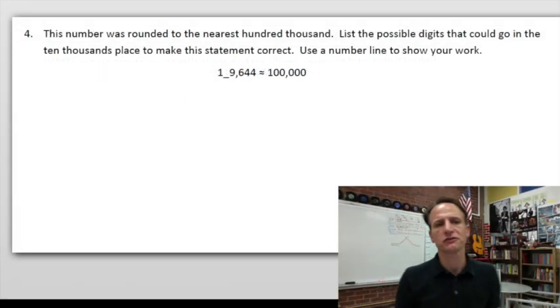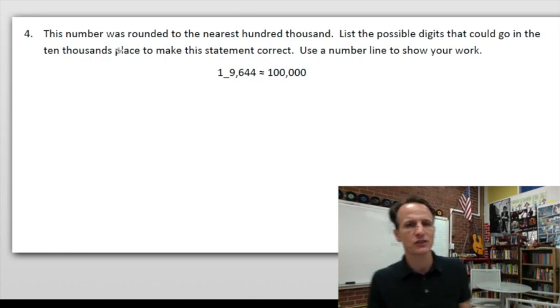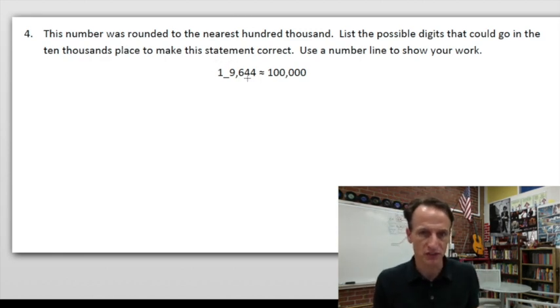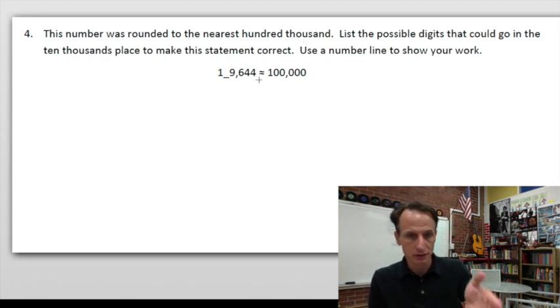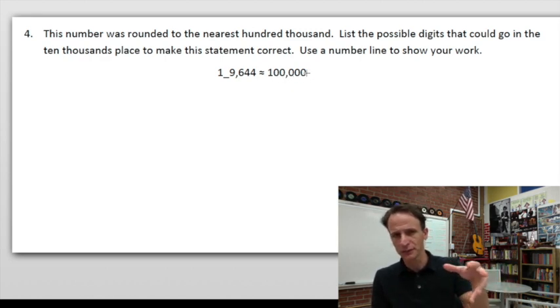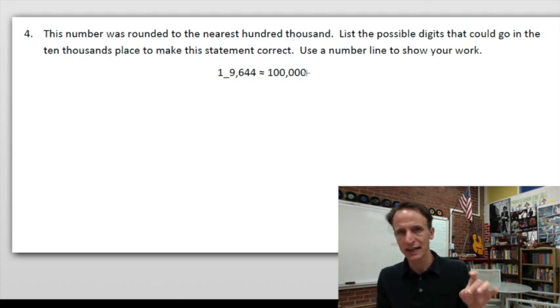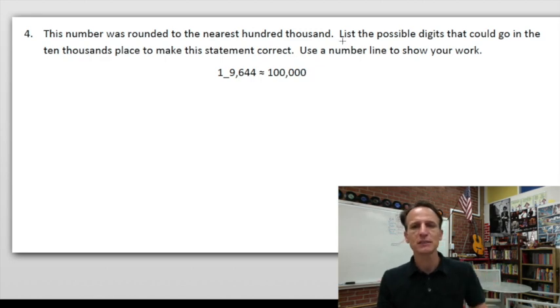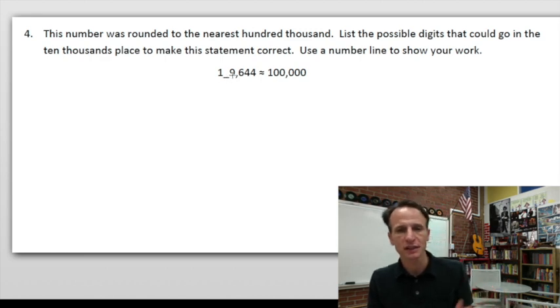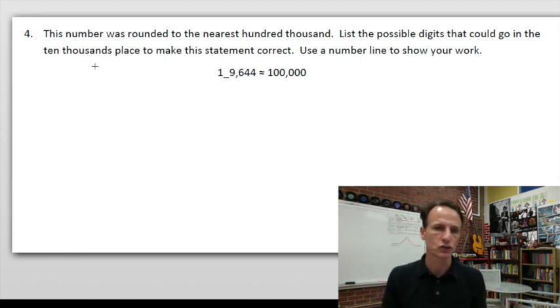Okay, here in number 4, we have these instructions. This number, and here it is, the mysterious number, was rounded to the nearest 100,000. And we can see the wavy equal sign is about equal to 100,000. So when it was rounded to the nearest 100,000, it rounded to 100,000. So we are to list the possible digits that could go in the 10,000s place, where we have this blank, to make this statement correct, using a number line to show our work.